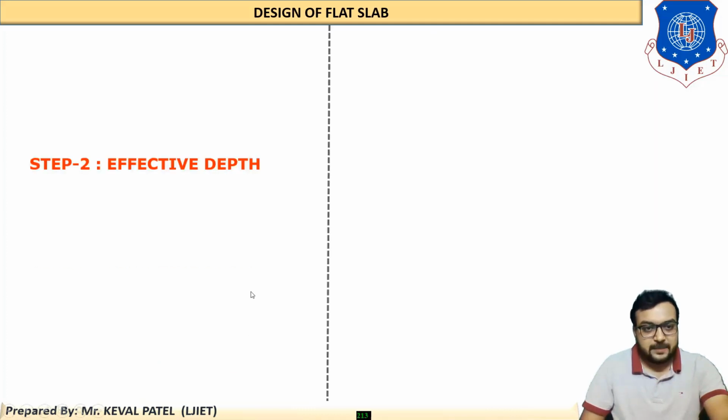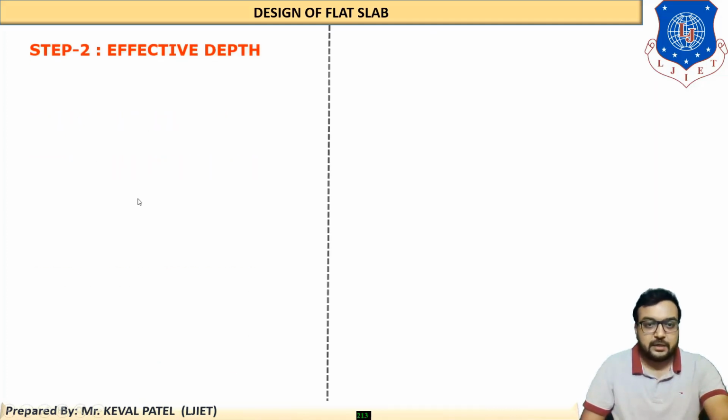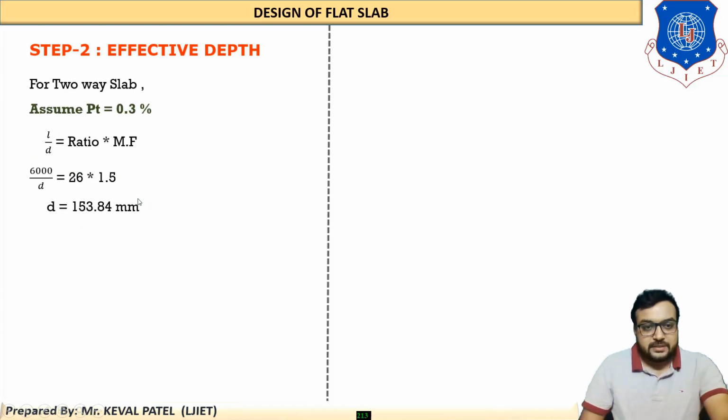Now moving further to step number 2. Students, our step number 2 is to find out effective depth. What is the equation of effective depth? The equation of effective depth remains the same, which we already studied in our G+3 RC building. The equation is L by D is equal to ratio into MF. First of all, whenever our slab is a two-way slab, we have to assume our PT is equal to 0.3 percentage. Now moving further to our first unknown.